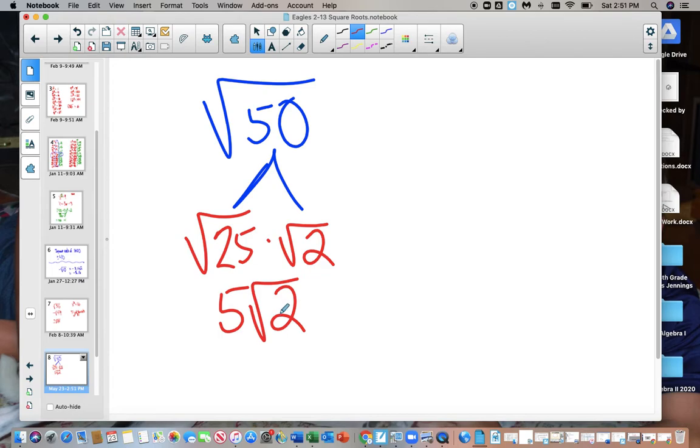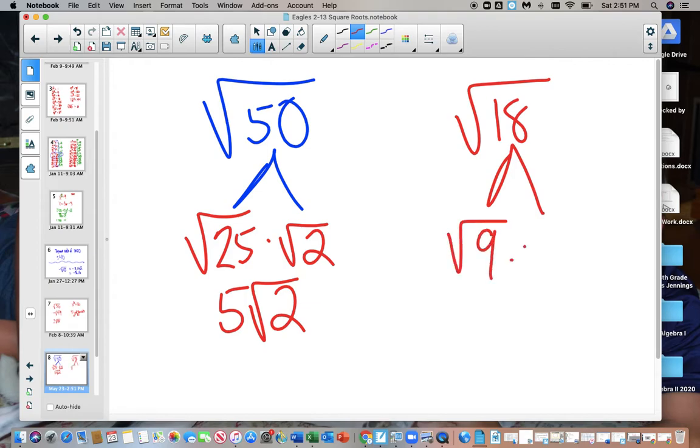A lot of times students get confused where to put what. I'm taking the square root of 25, that's why the 5 comes outside. So if I have this, this is the one I like to give a fair amount. This would be 9 times the square root of 2, and so you'd get 3 radical 2.